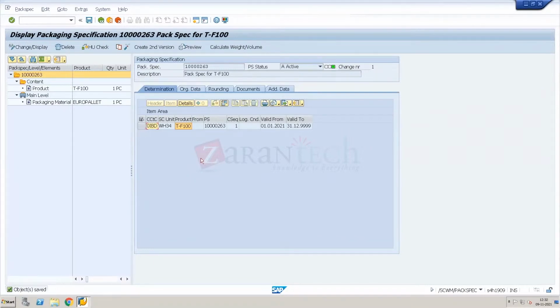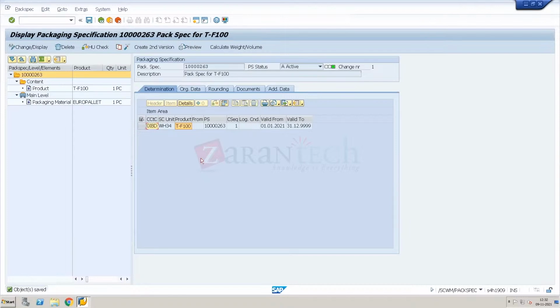Now this TF100 is a finished product. So this can be my co-pack, which I can get from my co-packer as well as produce in-house. Now, for the first line entry, what is done? In this case, there is no supplier, so it will consider this packaging specification.